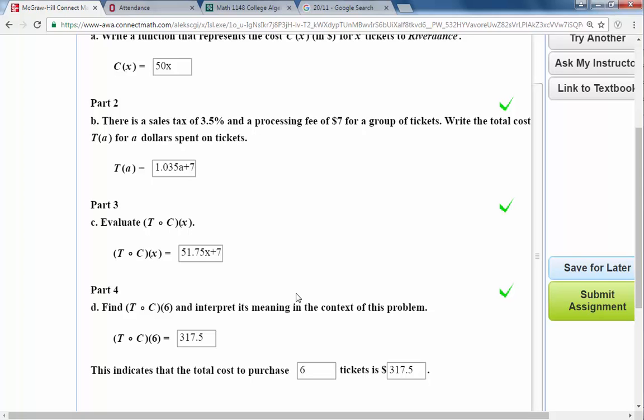So this is a good example of where composition of functions is used. There are two functions doing separate things, but if you want to do it all together, you compose.